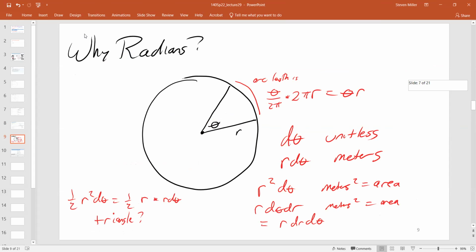Rather than trying to do things the way we did with integrating y equals f of x, what shapes did we use for that? When we did our Riemann sums, what did we use? We used rectangles. Now we're going to use triangles, and that's where the 1/2 r dr d theta comes from. So again, this is the power of looking at a formula and asking, what does this look like? Is there any reason to expect this? I'm writing 1/2 r squared d theta is 1/2 times r times r d theta.